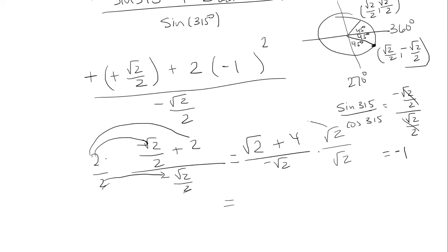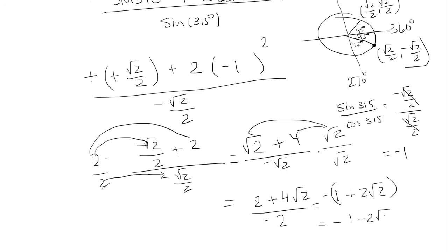Okay, so root 2 times root 2 is just 2. Root 2 times 4 is 4 root 2. And then the denominator, the root 2's are going to cancel. You're going to get 2 and then negative. So finally, we can divide top and bottom by 2 to get 1 plus 2 root 2. And the negative will be outside, so we can distribute to say negative 1 minus 2 root 2 is our final answer.